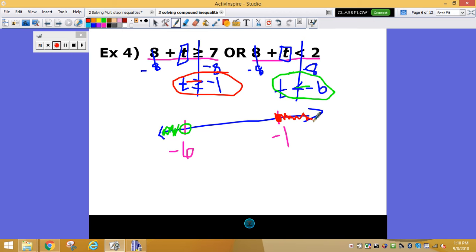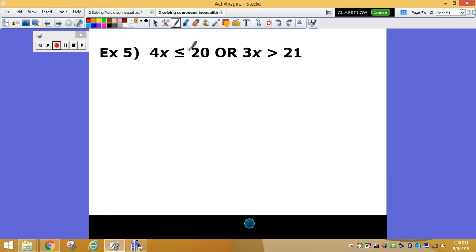It's going to be shaded on the outside of your 2 dots. Let's do another one. I want to get x by itself. These are multiplying, so I'm going to divide by 4. And 20 divided by 4 is 5.